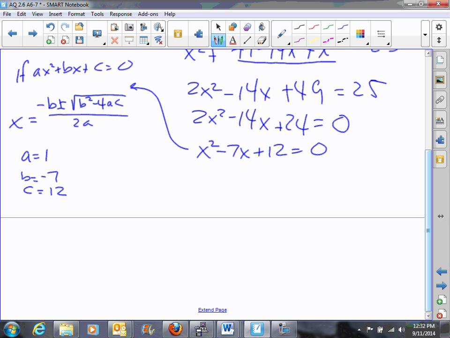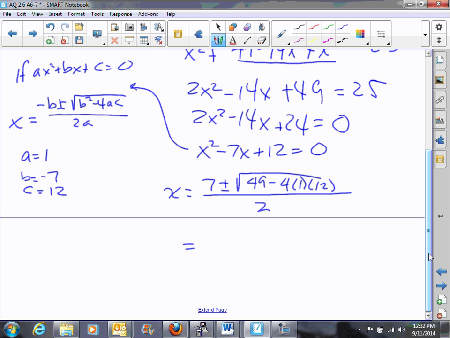So when we plug it in, we get x equals 7 plus or minus the square root of b squared. Now, negative 7 squared is 49, and then that's minus 4 times a, which is 1, times c, which is 12, all over 2 times 1.